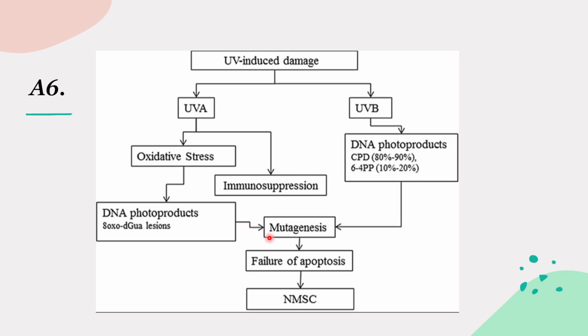Okay, so this is a flow diagram that shows how UV-induced damage is happening, how UVA and UVB damage the DNA, and how it can be repaired. UV-induced damage happens generally because of UVA or UVB. UVA acts by oxidative stress and immunosuppression, and this oxidative stress leads to the production of DNA photoproducts. What does it produce? 8-oxo-deoxyguanosine.